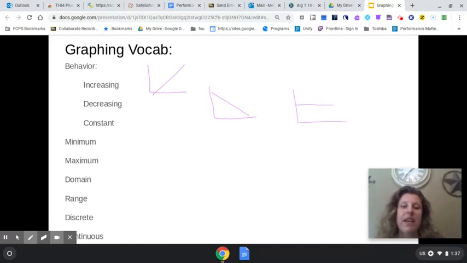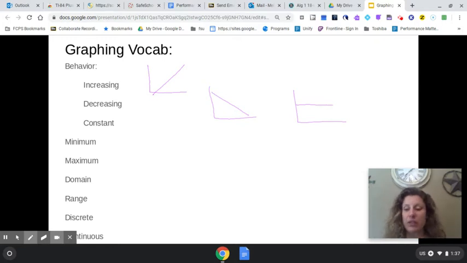So a constant graph is just going to look like a flat horizontal line. Now, we can have a mixture of these three types of behavior in all one graph, which we're definitely going to look at today during the examples. The minimum is referring to the smallest y value, whereas the maximum is the largest y value. The domain are the x values that are being utilized by the graph, and then the range are the y values being utilized by the graph.